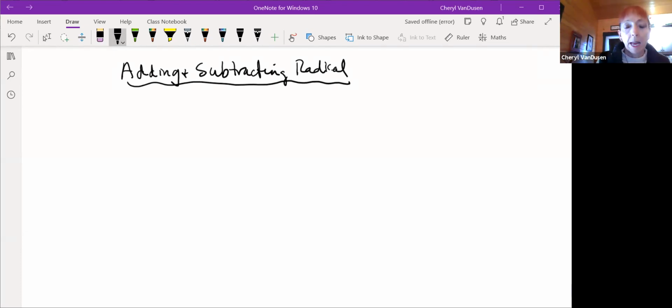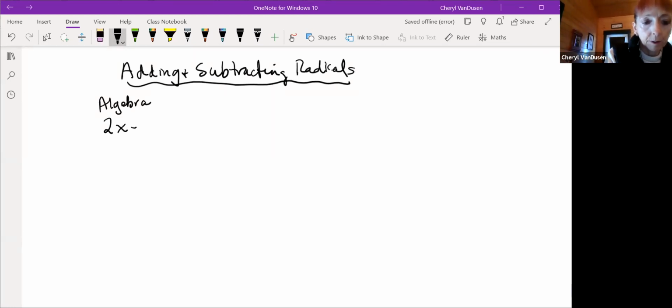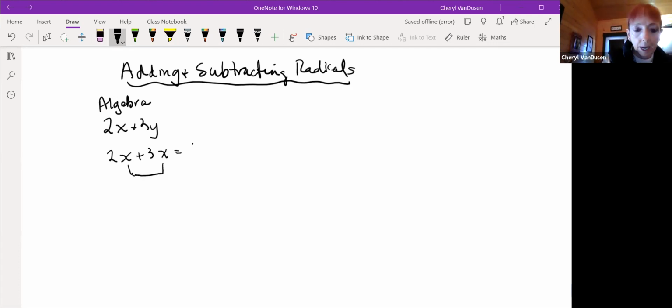Okay. So adding and subtracting radicals is like adding and subtracting in algebra. If I asked you to do an algebra question from grade 10, and I asked you to go 2x plus 3y, you'd go, well, there's nothing to do there. X's and Y's, they're not the same. But if I said, can you add 2x and 3x, you would hopefully recognize from grade 10 that you can add and get 5x. If the letter or variable component is the same, you add or subtract the coefficients and keep the variable component the same. So those rules are exactly the same for radicals.